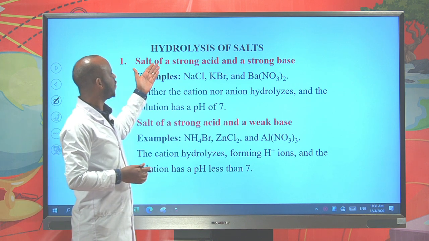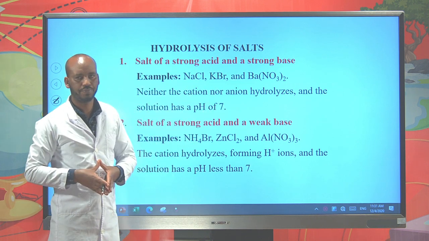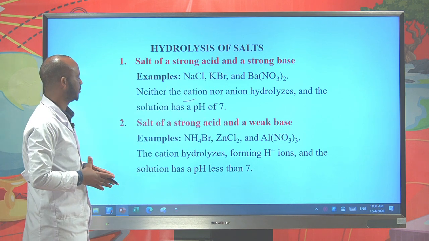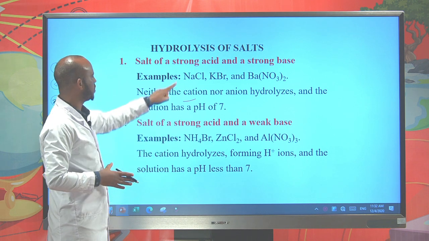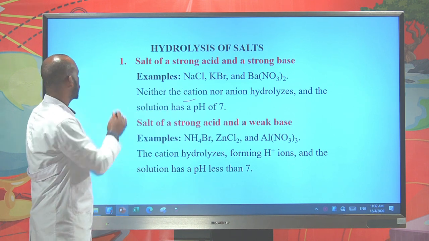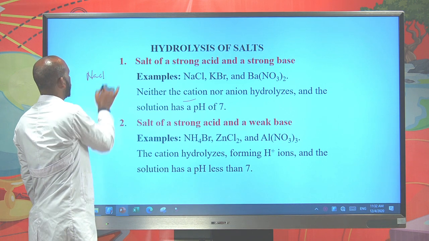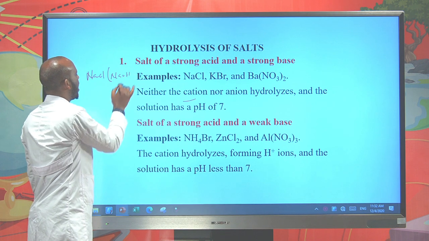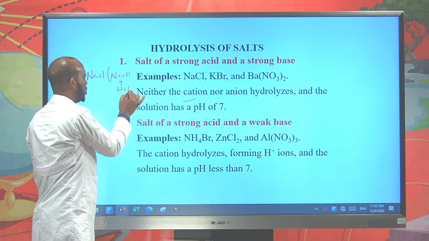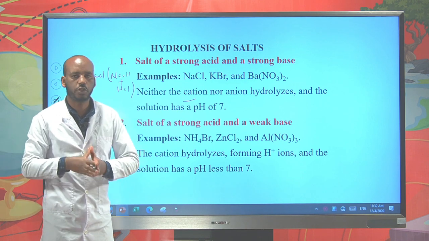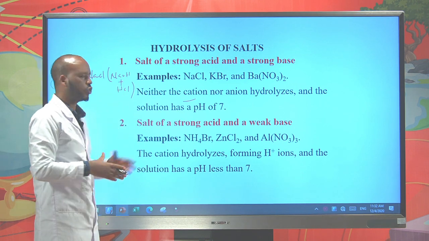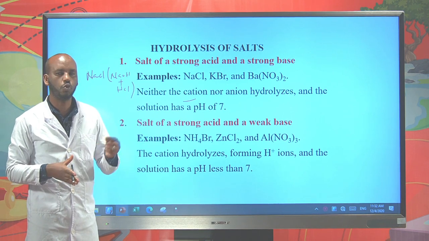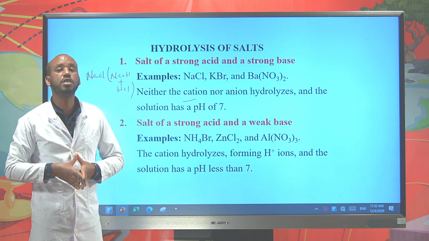One, salts of a strong acid and a strong base. Hydrolysis of salts of a strong acid and a strong base. Example, sodium chloride. Sodium chloride is the salt derived from the strong base, sodium hydroxide, and the strong acid, hydrochloric acid. Now, what happens to the pH of this solution if sodium chloride is dissolved in water? Will the solution become acidic, basic, or neutral?